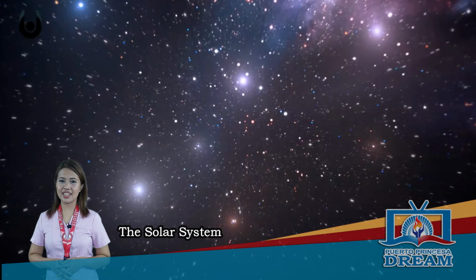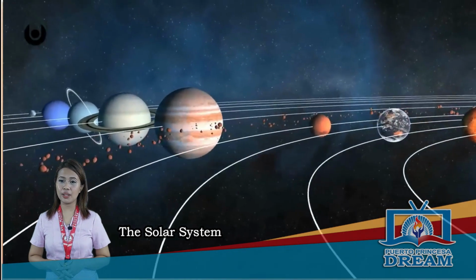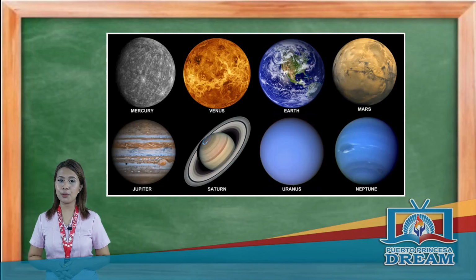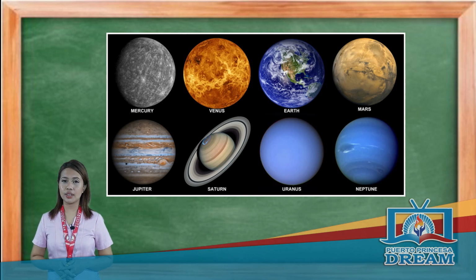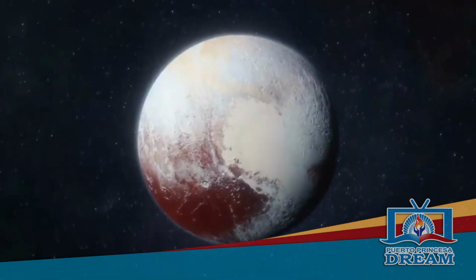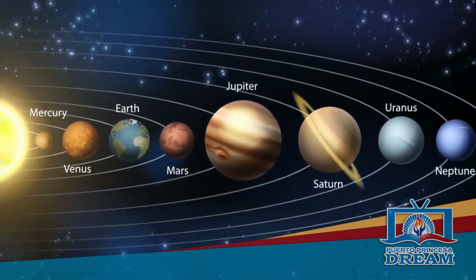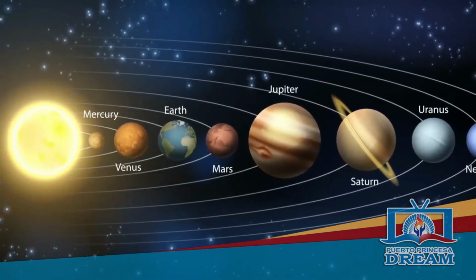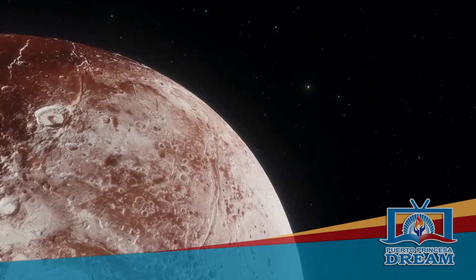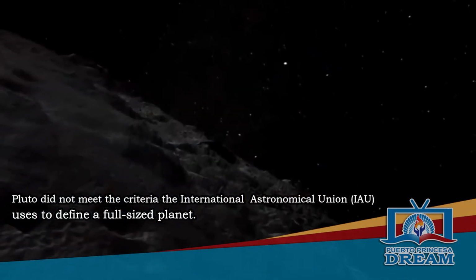In your earlier grades, you have learned that our solar system is composed of the Sun and the 8 planets revolving around it, namely Mercury, Venus, Earth, Mars, Jupiter, Saturn, Uranus, and Neptune. However, Pluto, the original 9th planet, was downgraded by the International Astronomical Union, or IAU, from the group, and was considered a dwarf planet because it did not meet the criteria that IAU uses to define a full-size planet.